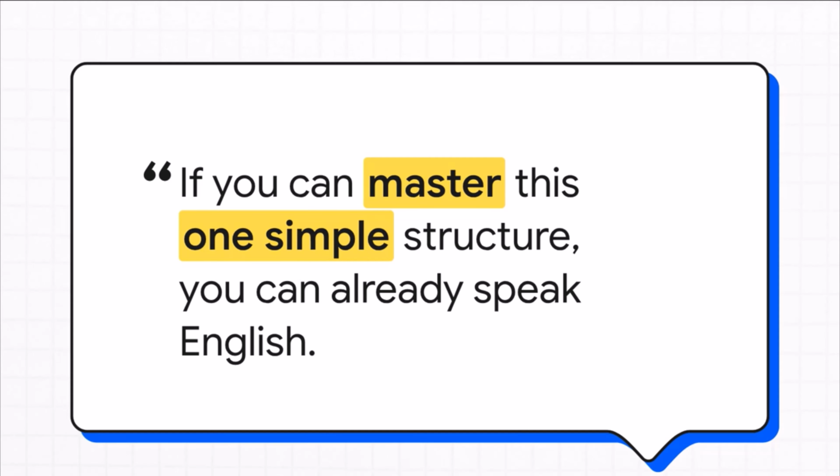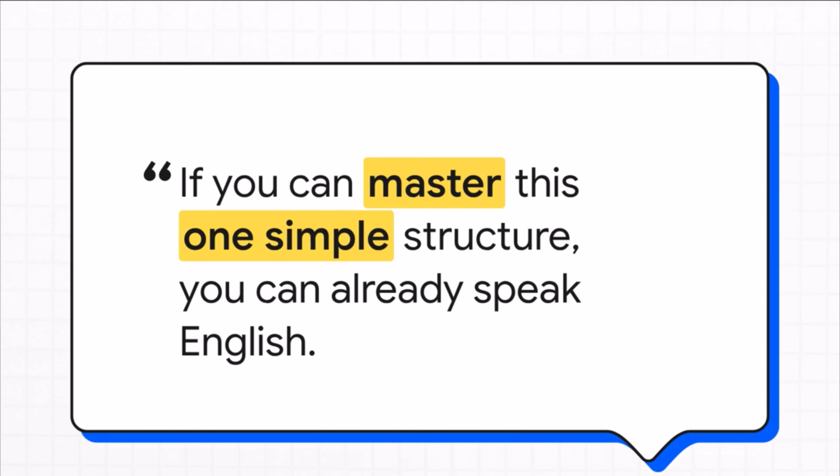This isn't about memorizing 100 complicated grammar rules. Nope. It's about getting a handle on one single core pattern that is literally the key to expressing yourself clearly and with confidence. So, what is this big secret? It's right here. Subject-Verb-Object, or SVO for short.